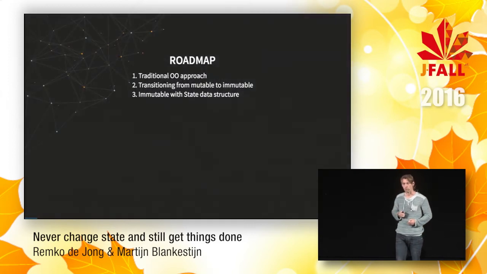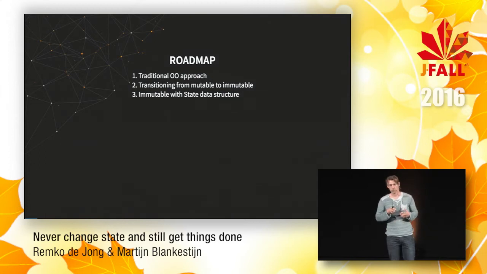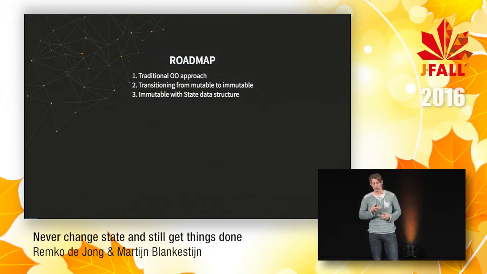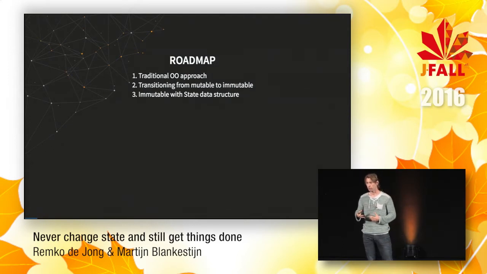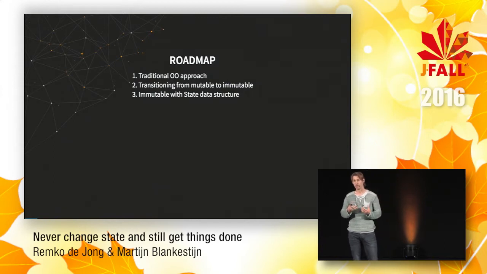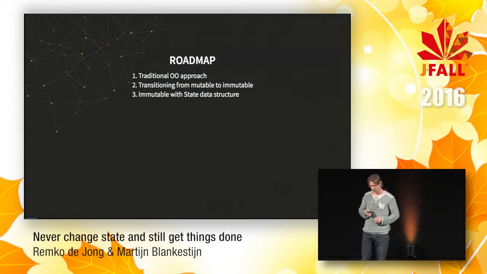So, the roadmap for today. First, we're going to have a simple domain to guide you through all the code examples. We will start with a traditional object-oriented approach that I'm assuming you're all familiar with. Then we will make a transition into a more immutable approach. And at the end, we will have devised our own functional data structure to handle state changes.